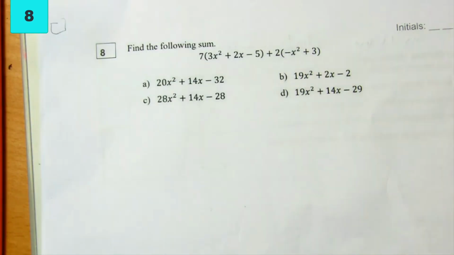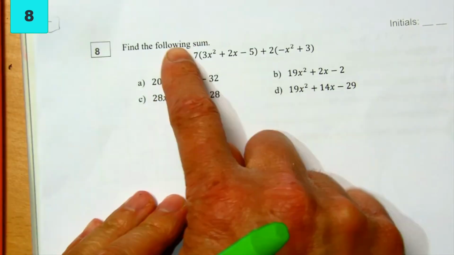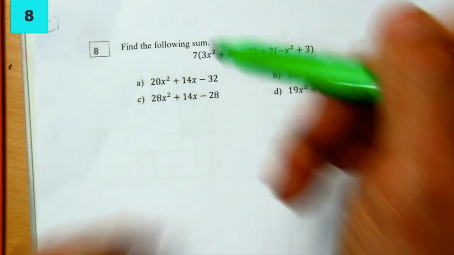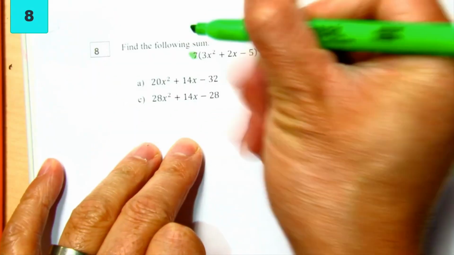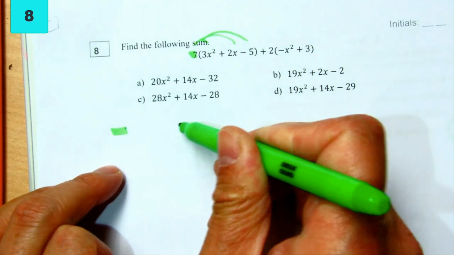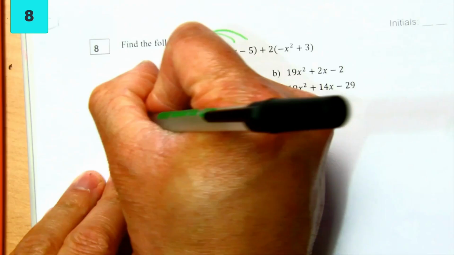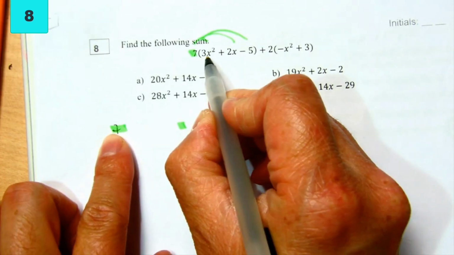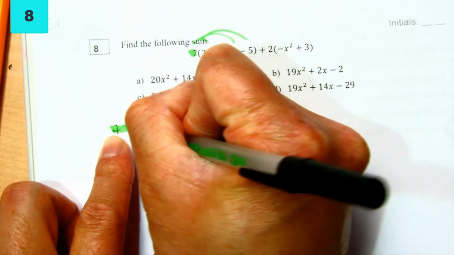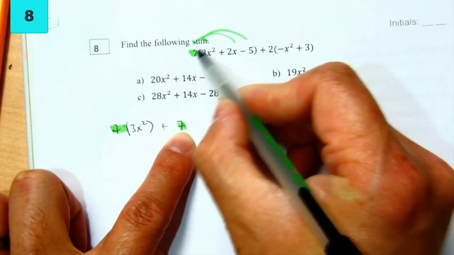Hey guys, let's go over question number 8. Find the following sum. Sum is addition or subtraction. I'm going to distribute the 7 to each of these terms. Pass out the green starbursts to each of these. So that would be 3x squared times the 7, which is positive, 2x.